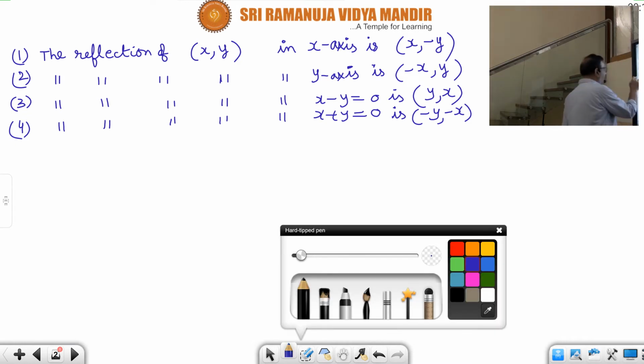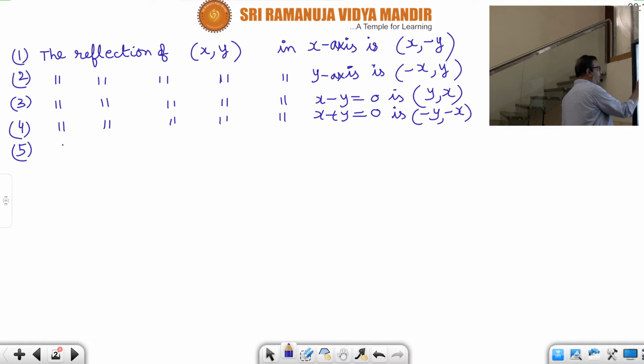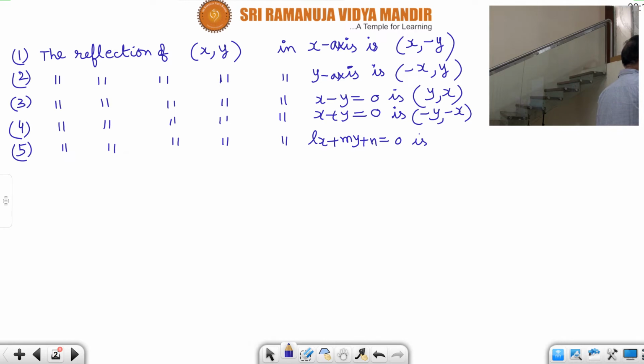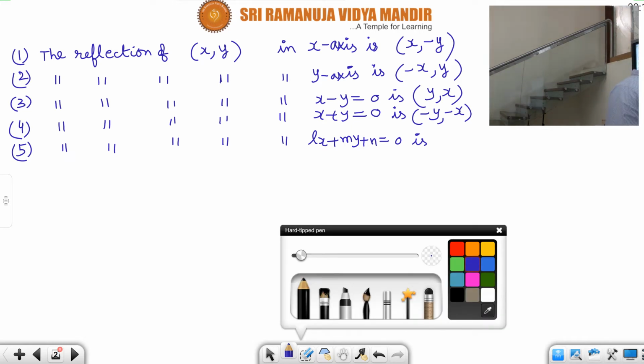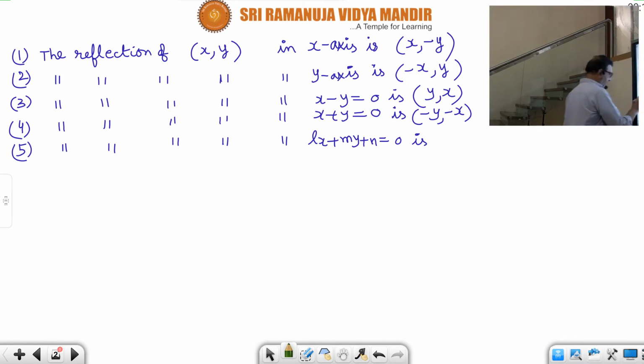Fifth one, I will take the general line. The reflection of x comma y in a general line, say Lx plus My plus n equal to 0, is. See, our special lines are over. Coordinate axes are special lines, their angular bisectors are special lines, and the reflections were special formulas we remember. But we want the reflection of the point x comma y in the general line Lx plus My plus n. What should we do? We remember that formula, is it not? Which formula? Let us see.